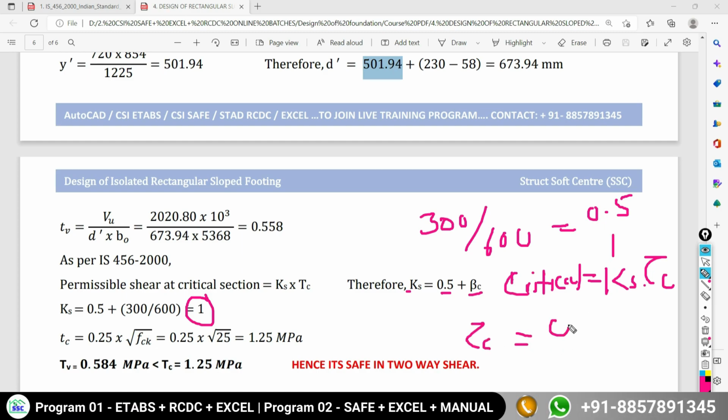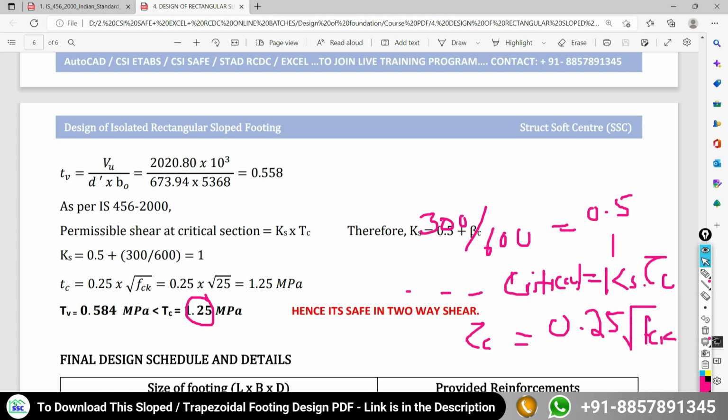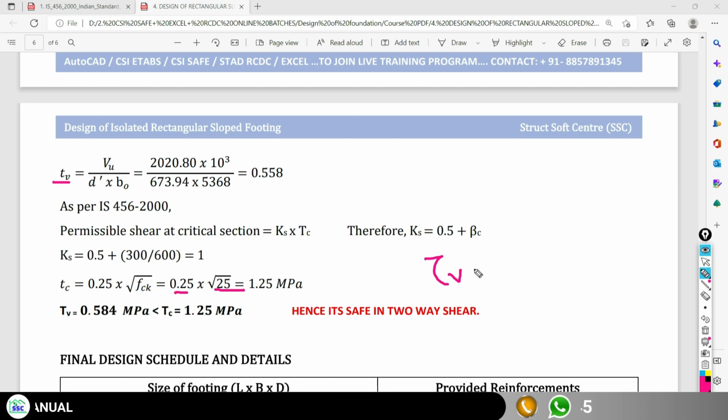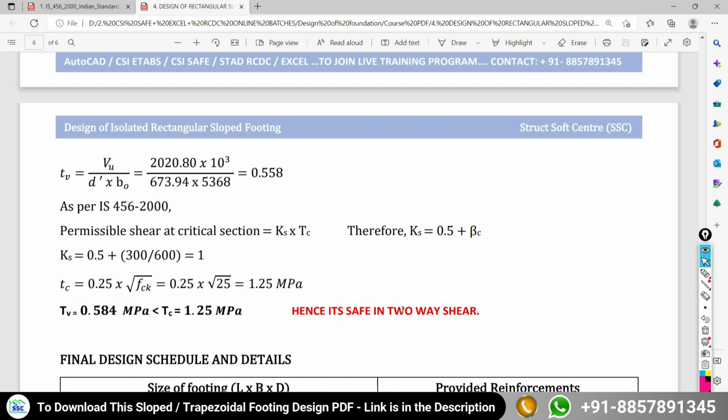Then tau c equals 0.25 square root of fck, which I can show you in your code also. So your tau c is equal to 0.25 under root of fck. Our characteristic strength of the concrete is 25, and with this you get the value of the critical shear as 1.25 MPa. Now compare this nominal shear with your critical shear. By comparing, we get the nominal shear less than your critical shear. Hence we say that our provided depth is safe in two-way shear also. We don't need to revise the depth or the design.